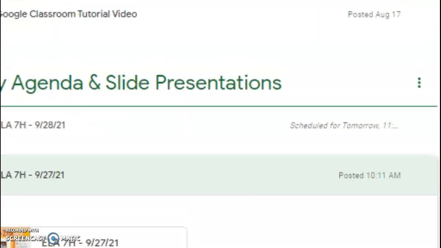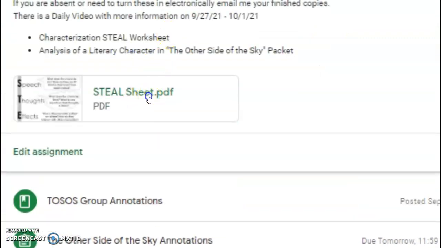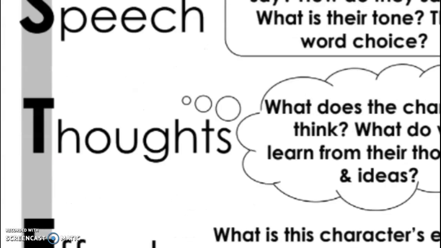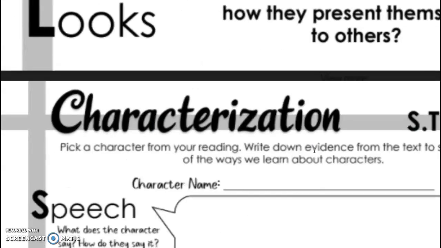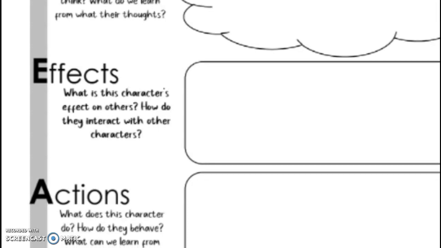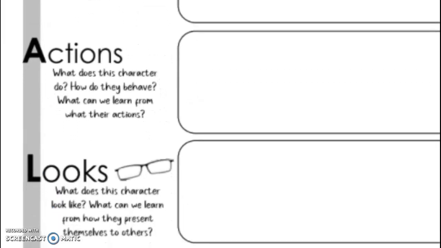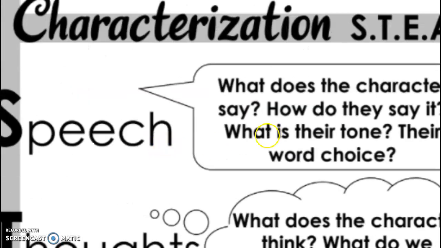Let me show you guys really quick what it's going to look like. It hasn't been uploaded yet, but it's going to be this characterization packet. It's going to be packed with a bunch of resources. This is what the sheet is going to look like in class. Okay, this is where it has the speech, thoughts, effects, actions, and looks. If you are not in class and you are absent, please feel free to complete this and work on it at home. Okay, right here where it says character name, you're going to write either Farah Ahmadi, who is our main protagonist in The Other Side of the Sky, or Ghulam Ali. Okay, this is where you're writing down their speech, their thoughts, the effects they have on other characters, their actions, and what they look like. Okay, so this is what we will be doing Monday for honors, Tuesday for my 3-4.